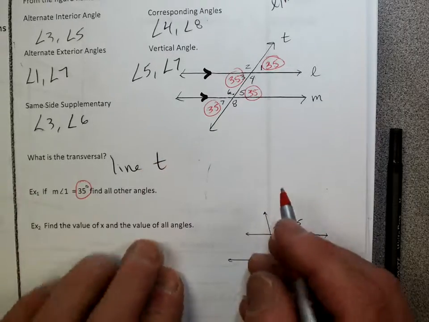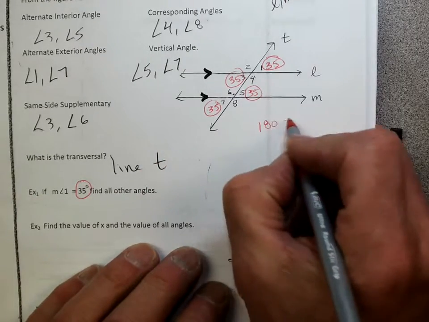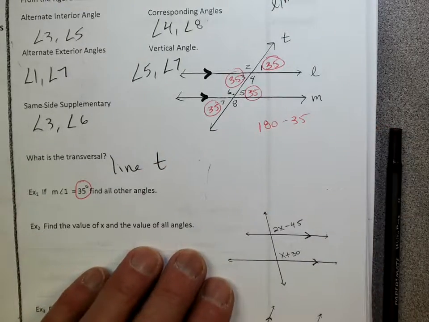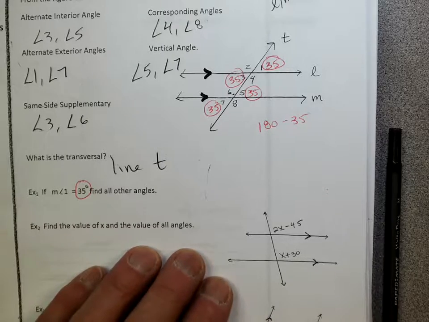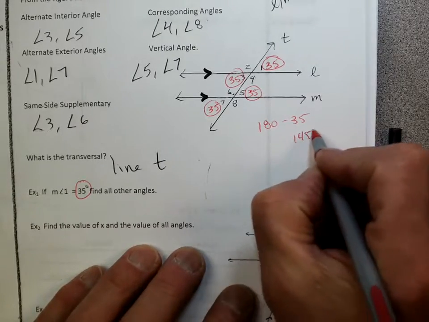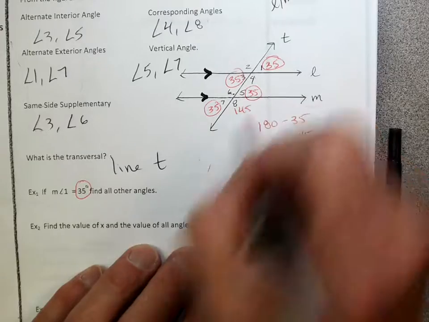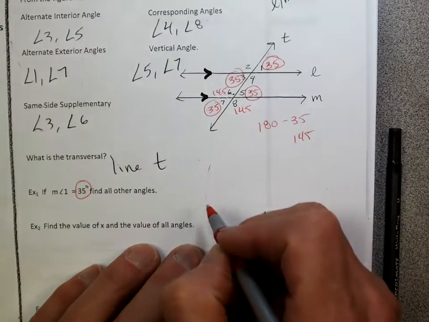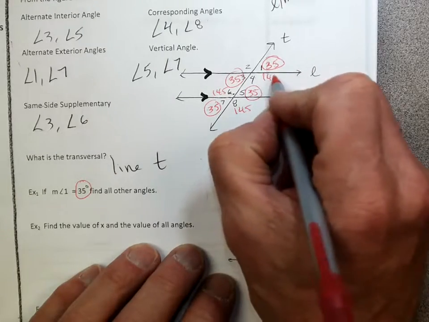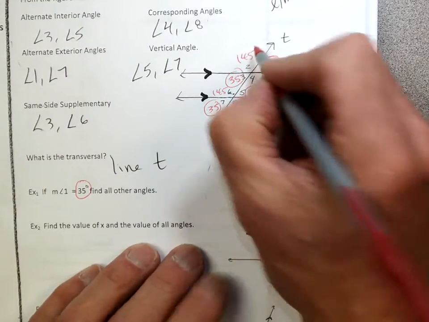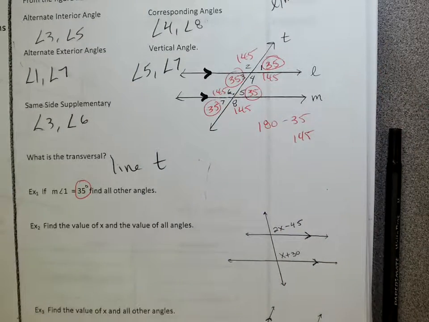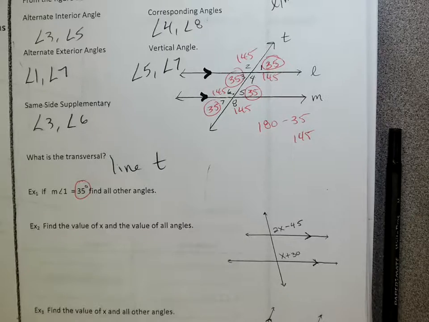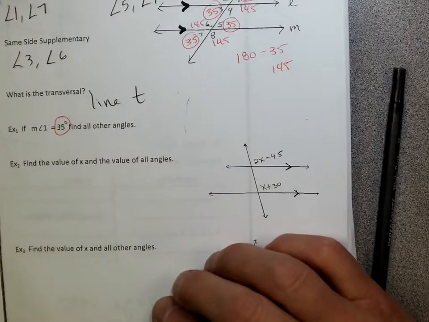I need a calculator then, don't I? Because I'm going to go 180 minus 35, right? Which is 145. So that means angle 8 has got to be 145. 6 has got to be 145. 4 has got to be 145. And 2 has to be 145. Does that seem as easy to you as it is to me? Thumbs up. Agree? Pretty easy? Okay. Now, let's look at example 2.